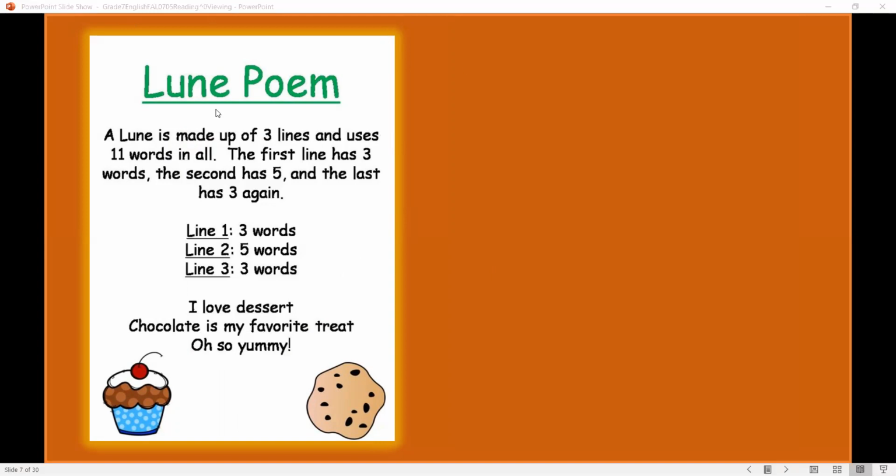How easy is that? So yes, loon poem. Oh my word, it sounds so scary and so confusing. How am I ever going to do that? And then you see, oh, it only has 11 words in the entire poem. And you see they don't need to rhyme either.